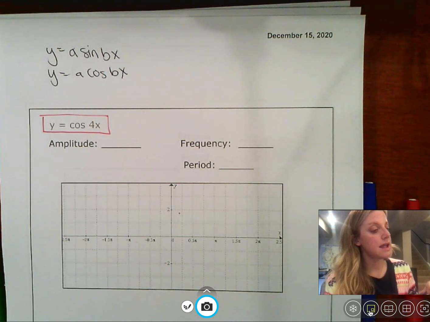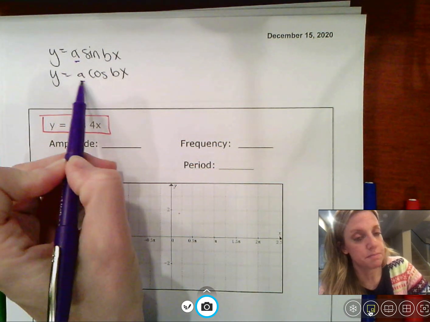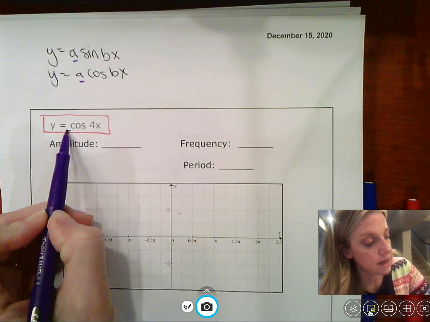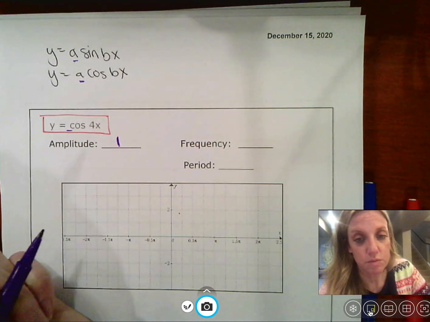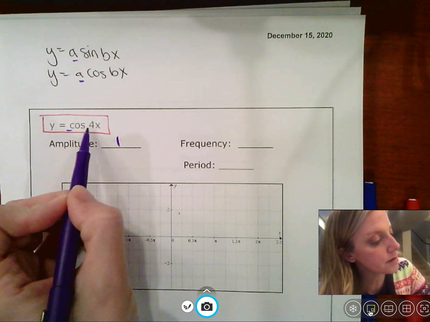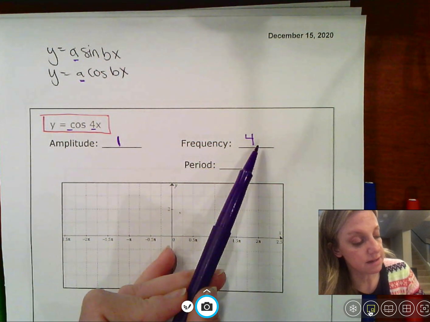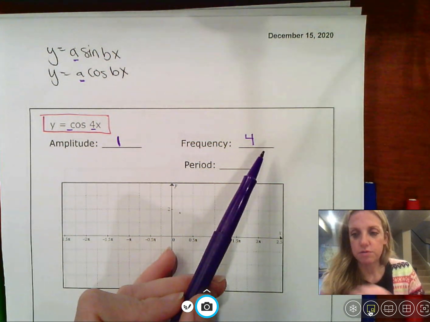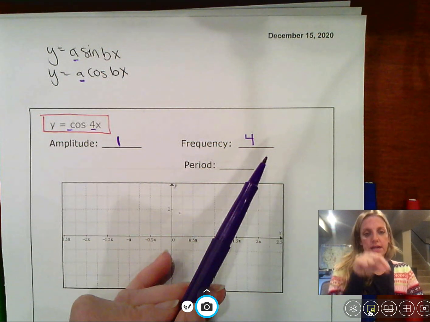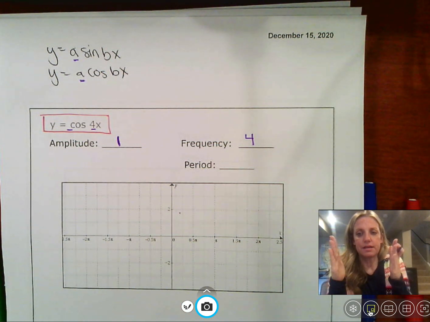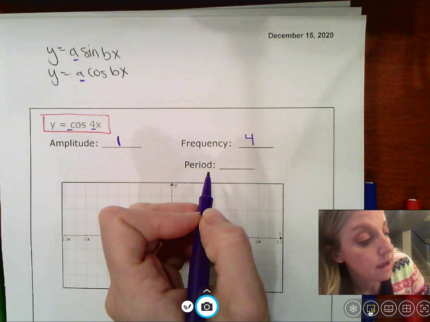The amplitude is a number that's multiplying in front of the sine or cosine. There's nothing there, so I really know it's a 1. And then the frequency is the number in front of the x, which is a 4. And what that's telling me is that between 0 and 2 pi, I'm going to have 4 cosine cycles. So this is going to be like an accordion scrunched in pretty tight.